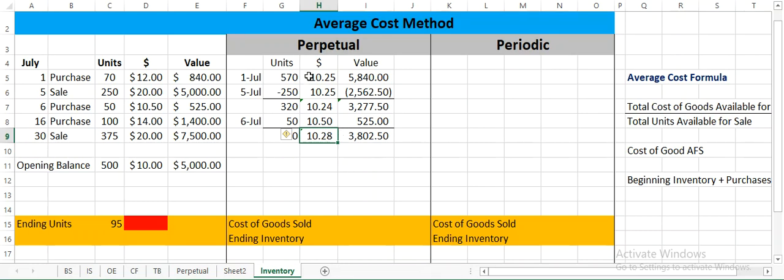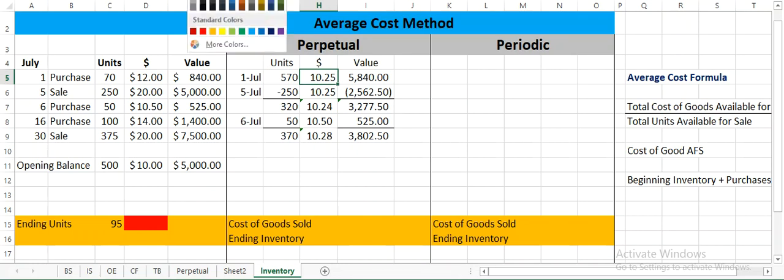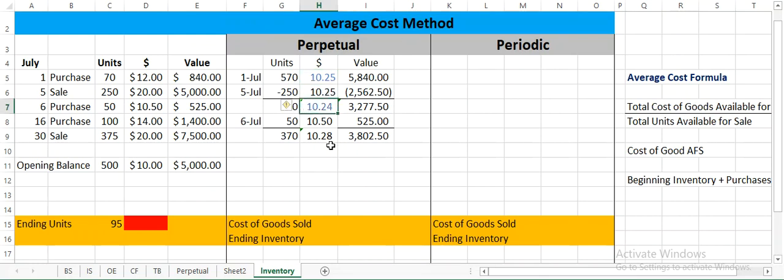This average cost, if you notice, changes every time a transaction happens. Now, the only thing that's not calculated is when we make purchases, because we know what the cost of the purchase is, but the average changes after every transaction. The average was $10.25. So I'm going to put this in blue so we can see that was the average calculated, $10.25. Then we calculate the average at $10.24. The average is now at $10.28. Okay, so let's just continue using the same process again.